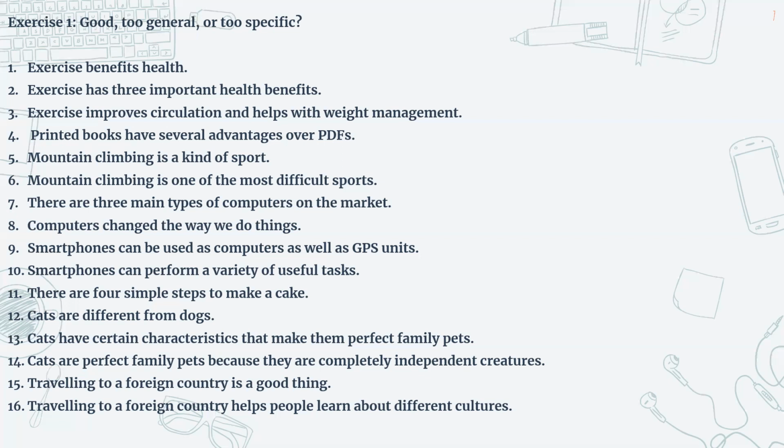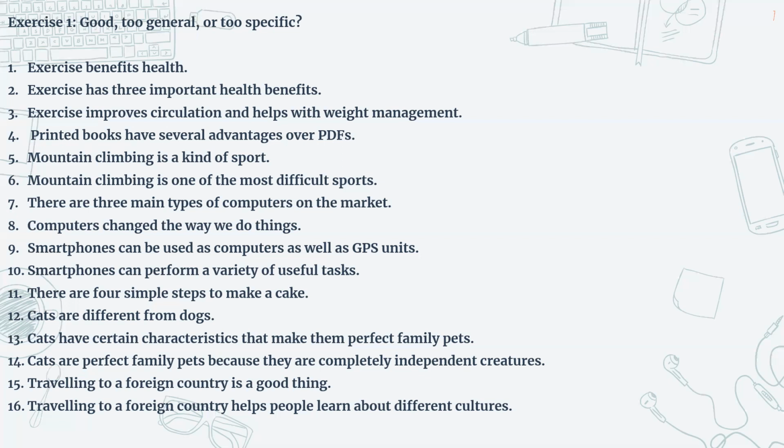Ten, smartphones can perform a variety of useful tasks. Okay, this is a good topic sentence. It's not too general, and it's not too specific. The topic is smartphones, and the controlling idea is that these phones can perform a variety of useful tasks. Maybe for the rest of the paragraph, I will be talking about these tasks. Eleven, there are four simple steps to make a cake. I like this one. It's a good topic sentence. It has the topic and the controlling idea.